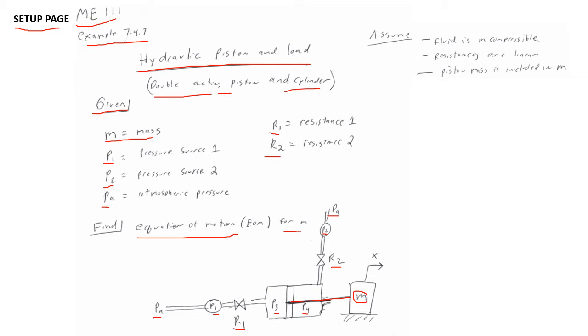So the assumptions I'm supposed to make: the fluid is incompressible, the resistances are linear, and the piston mass is going to be included in this M down here.